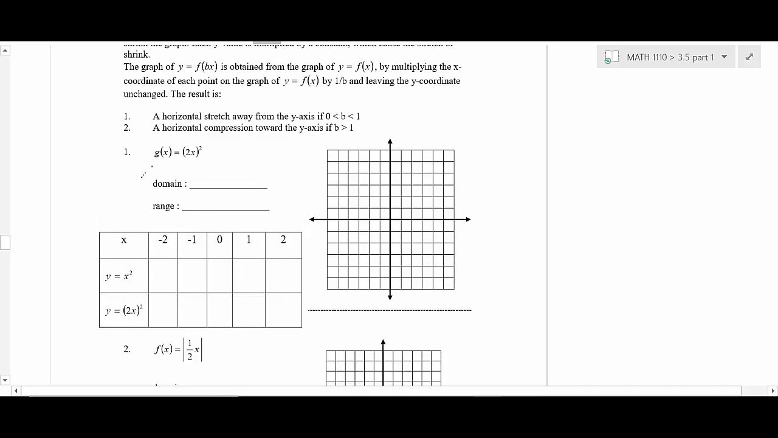Okay, so the first thing we're going to do is your elementary function, y equals x squared. So you want to go ahead and just fill this out. You square these numbers in your head, so that would be 4, 1, 0, 1, and 4. And then you want to go ahead and plot those. And then we're going to see what happens when we put that 2x inside the squaring. Okay, so go ahead and plot those points. This will be your elementary function.